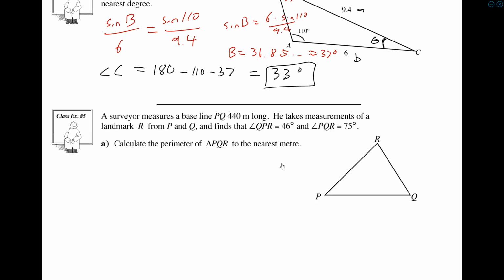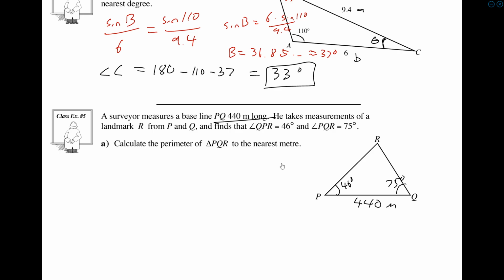How about this? Now I'm asked for the perimeter of a triangle. A surveyor measures a baseline, which is 440 meters. Okay, I'm told a number. When I read that number, I automatically label it. One of my jobs with a word problem is just to set up the situation with a drawing. So whenever I read something, I put it on my drawing. Now he takes measurements from landmark R, from P and Q, and finds that angle QPR is 46 degrees, and PQR is 75 degrees. Okay, my triangle is nicely labeled now.